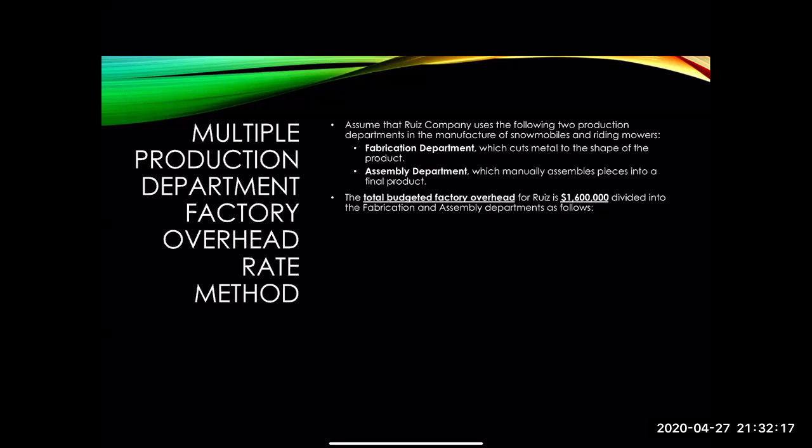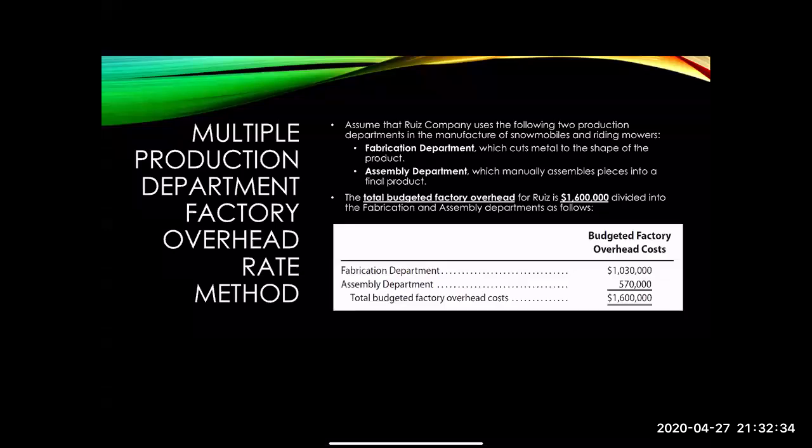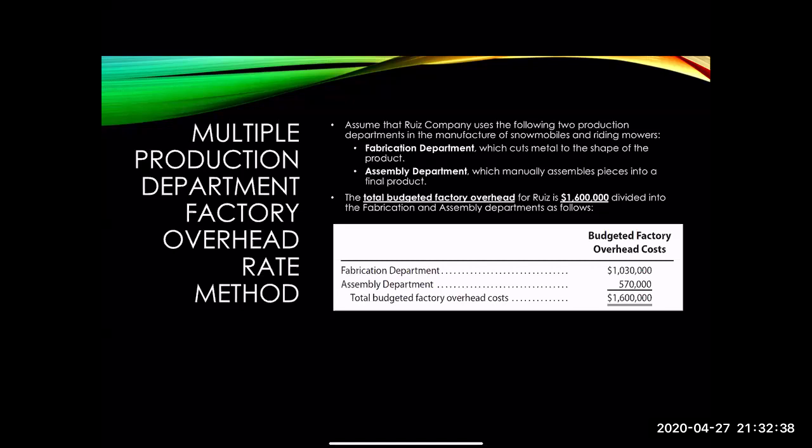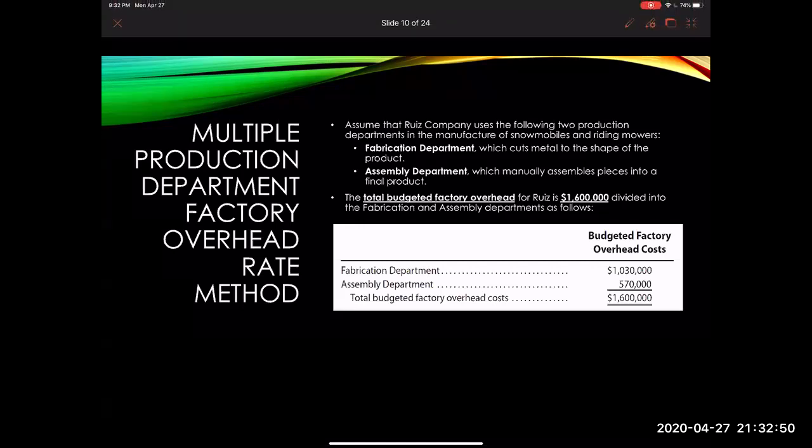If you are following along with me, we are continuing our example. We're just adding more detail as we move along. The total budgeted factory overhead for Ruiz was 1.6 million, and it's divided into these two departments, the fabrication and the assembly department. As we did with the single plant wide rate method, it was still the 1.6 million, but now we have further divided it up into each of the departments, right? As you can see, as I alluded to earlier, the fabrication department is using up a lot more of the factory overhead costs than the assembly department. That's simply because machines tend to use up more utilities, more power, and more depreciation, right? Your assembly department is not using up as much factory overhead as the other one.